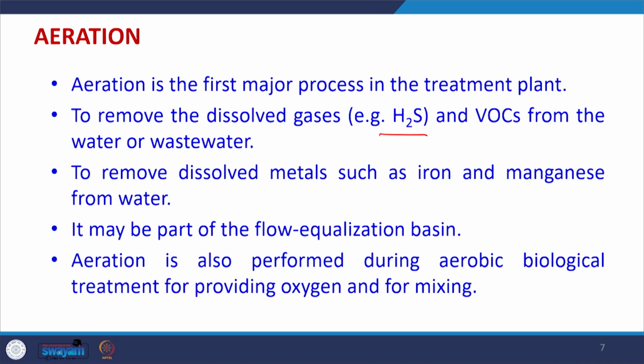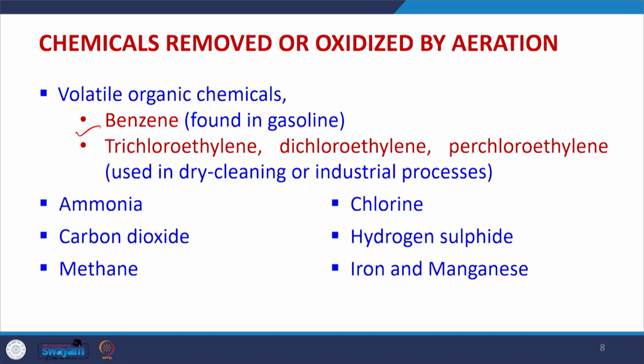During aeration, not only do we provide oxygen, we also remove various types of volatile organic compounds, including benzene which is found in gasoline, or other compounds including trichloroethylene, dichloroethylene, perchloroethylene which are used in dry cleaning and industrial processes. It can be used for removal of various types of gases including ammonia, carbon dioxide, methane, chlorine, hydrogen sulfide. It can also be used for removal of iron and manganese. So, overall aeration has a lot of uses in wastewater treatment.